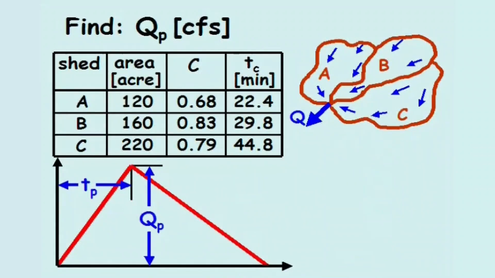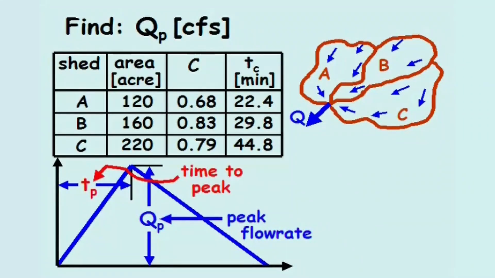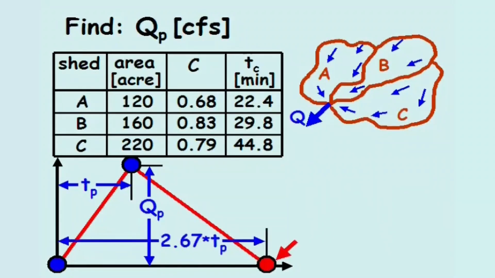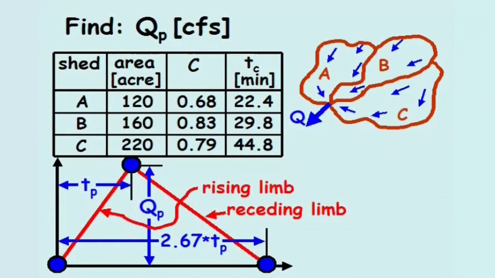The two characteristics which define a synthetic triangular hydrograph are the peak flow rate, Q sub P, and the time to peak, T sub P. These two values define one of 3 points of the triangle. A second point is at the origin of the hydrograph, where time equals 0 and flow equals 0. And the third point is located at flow equals 0, time equals 2.67 times the time to peak. Oftentimes, these two red lines are called the rising limb and the receding limb.